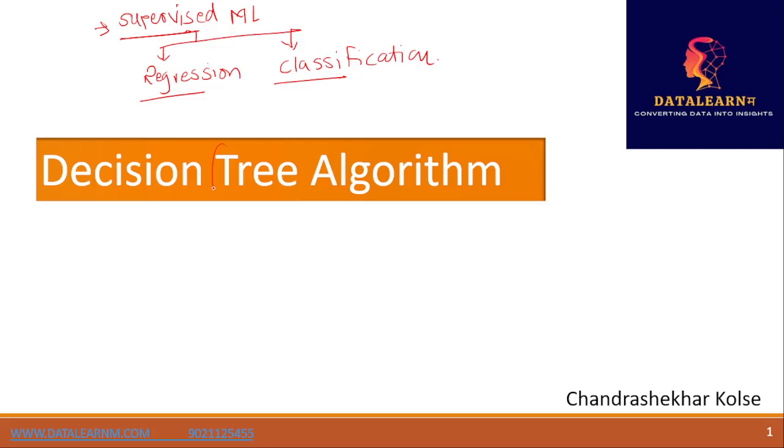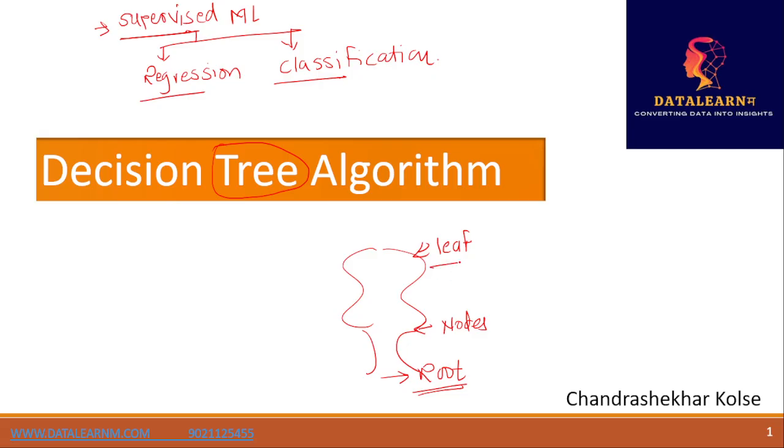And there is a word called tree, right? So it will have a tree-like structure. How will it look? It will look like a tree structure which grows from the roots. Roots will be there, branches will be there, those are called nodes. Leaves will be there. So there is certain terminology that is used in a decision tree.